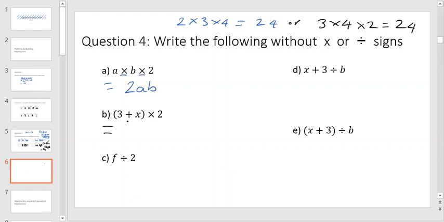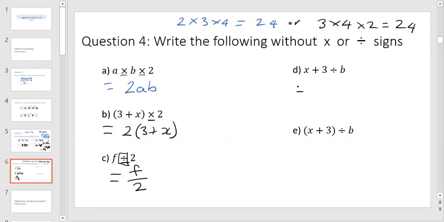Now this one here, we don't want to have that multiplication sign. It's telling us write it without it. And when we have brackets, the number should be first. So 2 bracket 3 plus x should have been your final answer. F divided by 2, as we spoke before, we don't use division when working with algebra. This division symbol, we write it in fraction form. So you should have had F over 2.